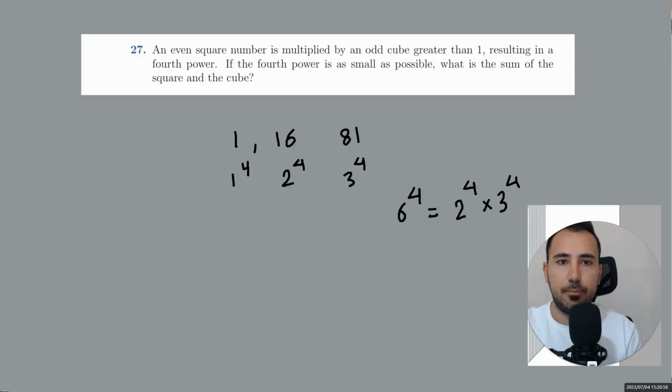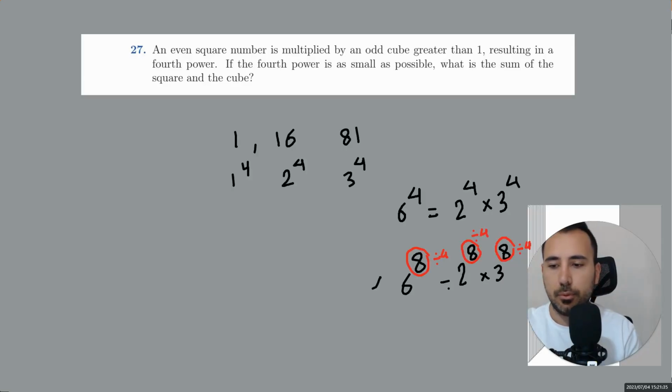So this is again a fourth power. How about something else? What if I write this as 2 to the 8th power multiplied by 3 to the 8th power? It would be 6 to the 8th power. Is this also a fourth power? The answer is yes. As long as these exponents are divisible by 4, you are able to write them as a fourth power.